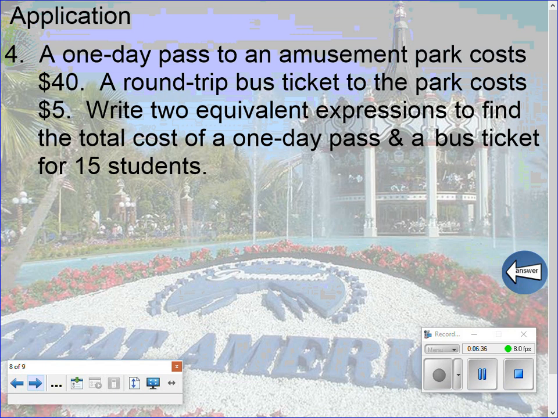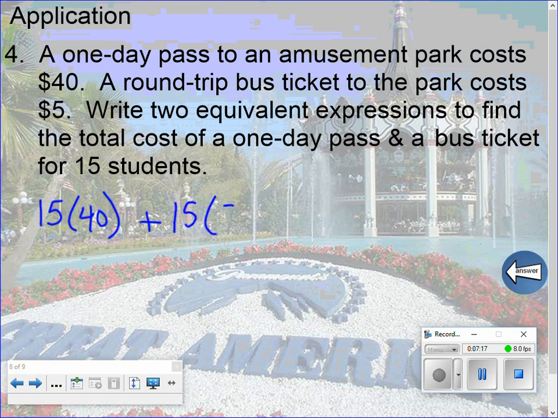All right. A one-day pass to an amusement park costs $40. A round-trip bus ticket to the park costs $5. We want to write two equivalent expressions to find out the total cost of a one-day pass and a bus ticket. So here we're looking at 15 students. Okay, so what we could do is take 15 times 40, because we know that the amusement pass costs $40 and it's per student. And we could add it to the cost for a round-trip bus ticket per person. So this would be 15 times 5.